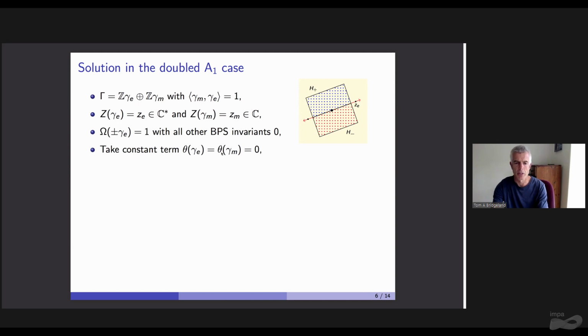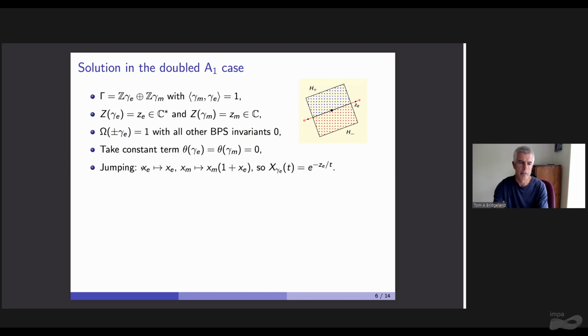And I'm going to take the constant term for simplicity. I'm just going to take this to be 0. And so what is the jumping across this line? Well, it's given basically by this. The thing that's causing the jump is gamma E. So the jump is controlled by the pairing with gamma E. So gamma E comma gamma E is 0. So this one doesn't jump at all, and the other one jumps by 1 plus XE.